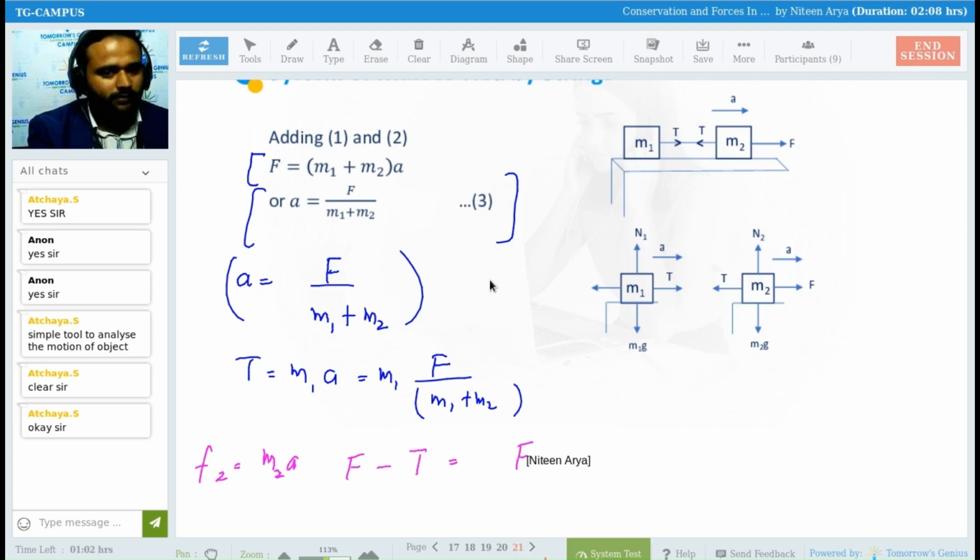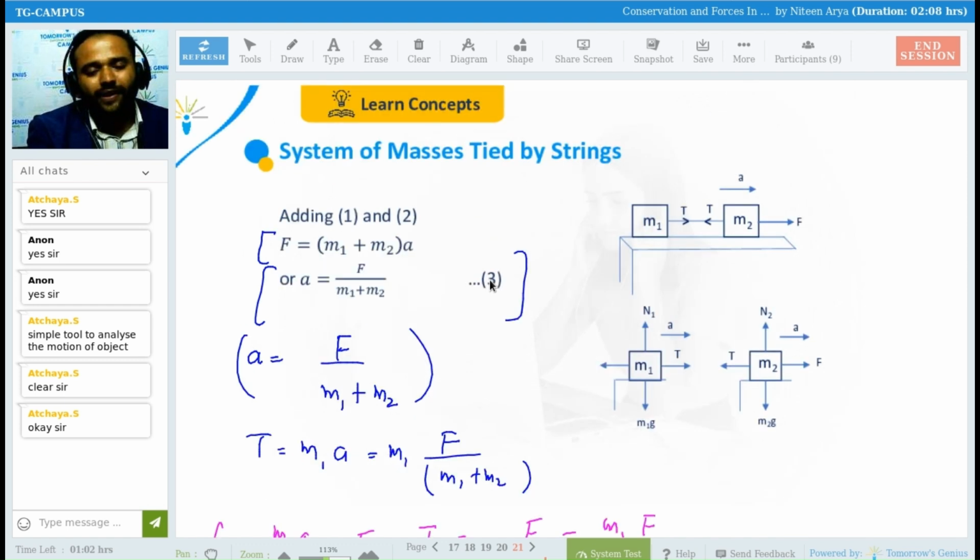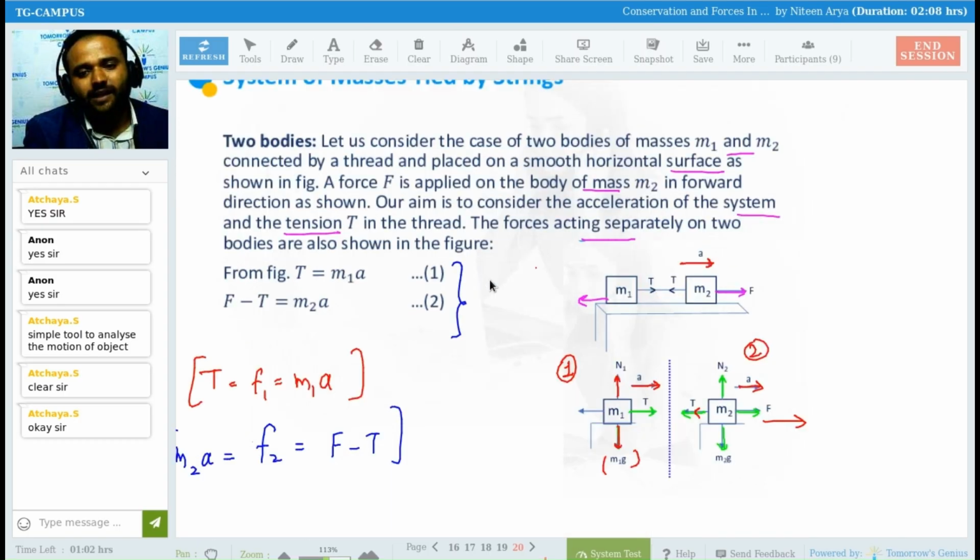So F minus tension force is m2a, which is the force F2, nothing but force minus tension. We take F common. Now, clear? We can take it out common, and the tension force is m1 F divided by m1 plus m2. And directly from there you can get the left hand side, even with these formulas also. So that is the scenario when only two bodies are interacting with this thread system.